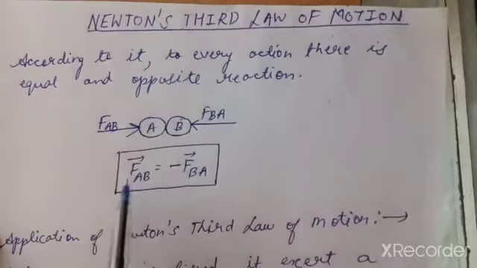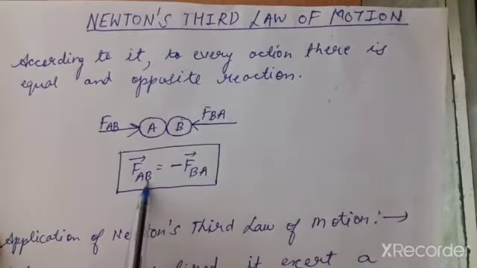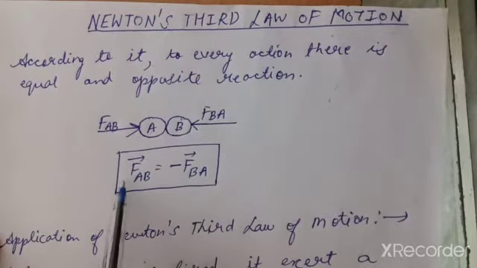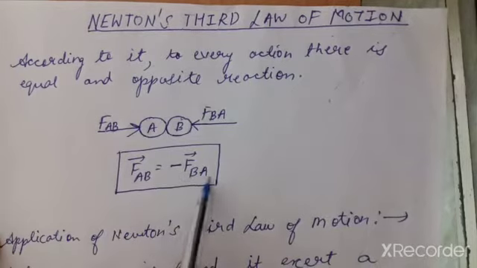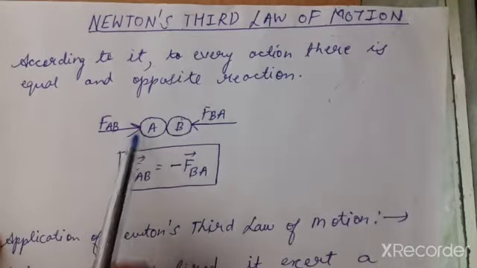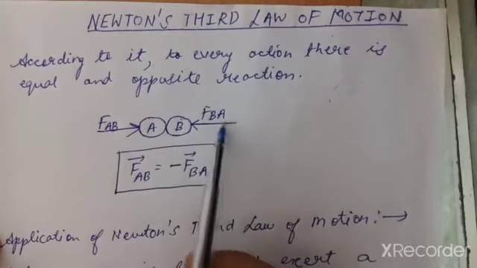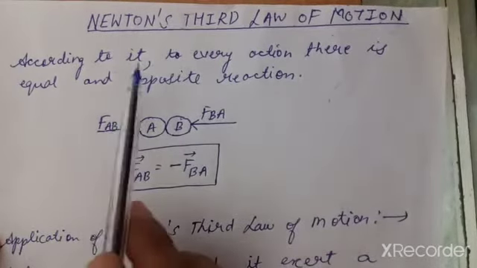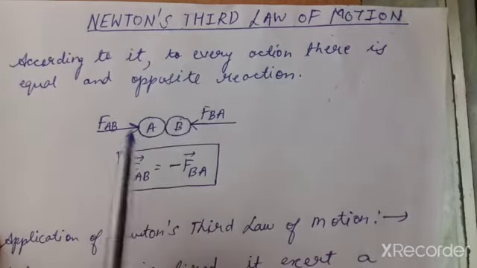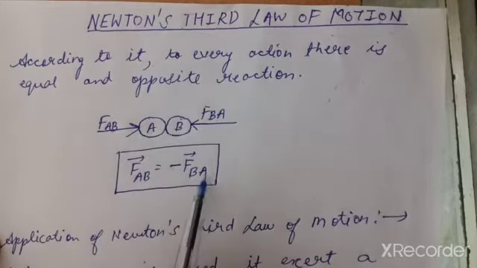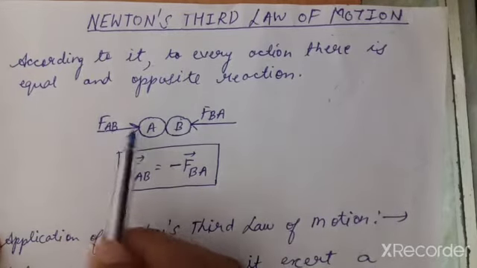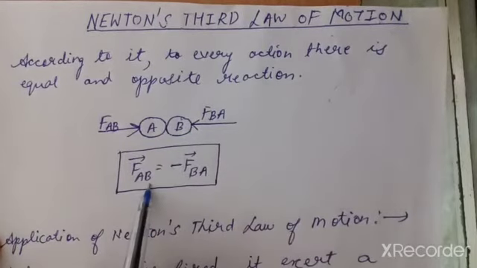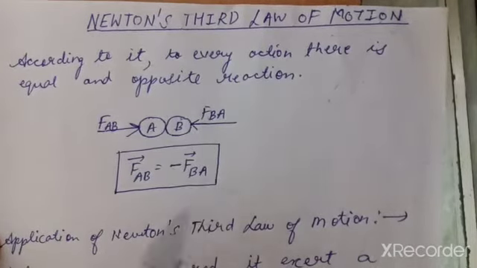So according to Newton's third law, the force FAB will be the negative of the force FBA. So we'll write FAB is negative of FBA. The force applied by A on B is in this direction and the force applied by B on A is in the opposite direction, so we are writing a negative sign here. So according to Newton's third law, for every action there is equal and opposite reaction. This is the action and the reaction force, that is, it is acting in the opposite direction. So FAB will be the negative of FBA.